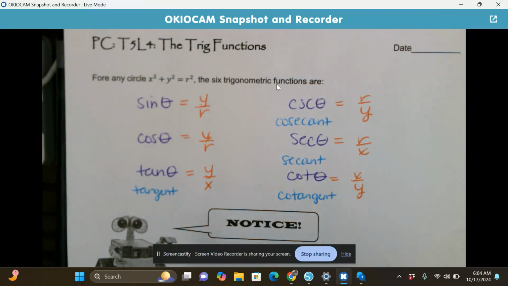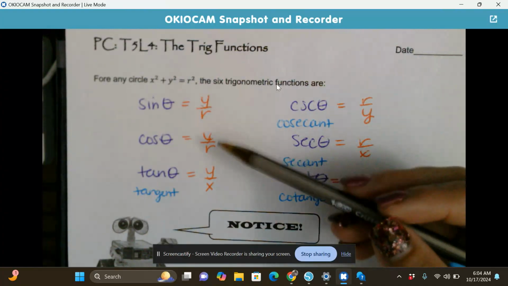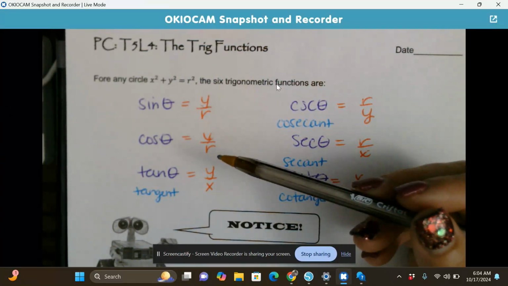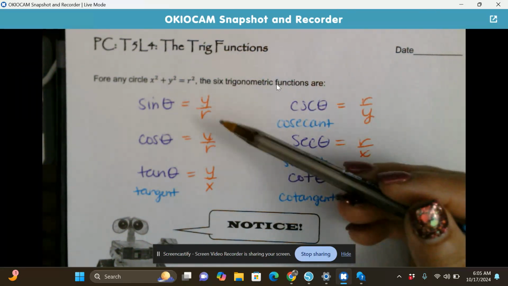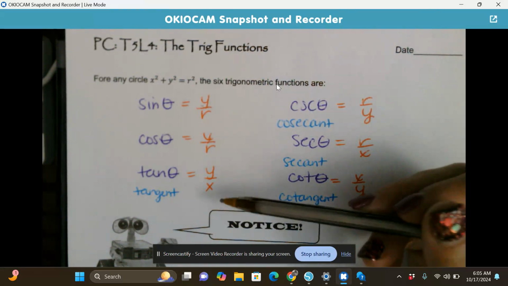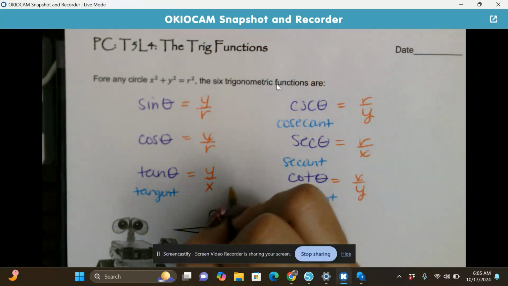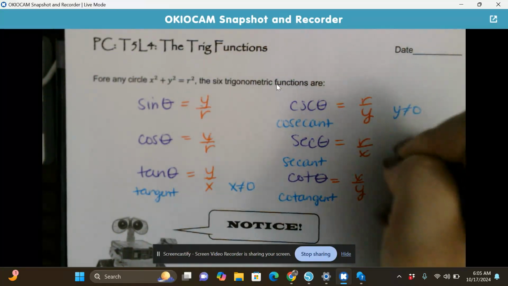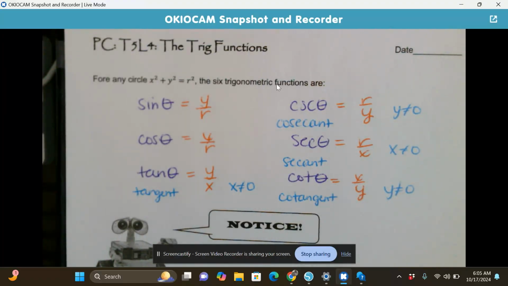All right, and up here for sine and cosine, you can have any value for your denominator, r, because r being a radius, if r doesn't exist, there's not a circle. So there's no stipulation here on your denominator. However, on tangent, cosecant, secant, and cotangent, of course, there is the stipulation that x can't equal 0, y can't equal 0, x can't equal 0, and y can't equal 0. That's just because then we would have a 0 in our denominator and we would be undefined.